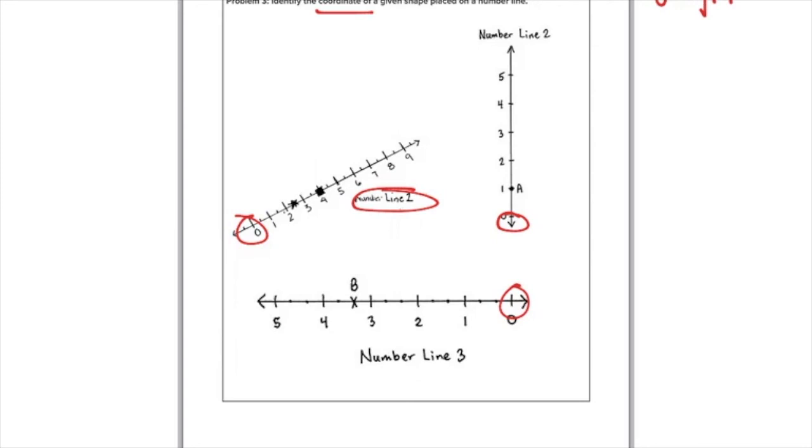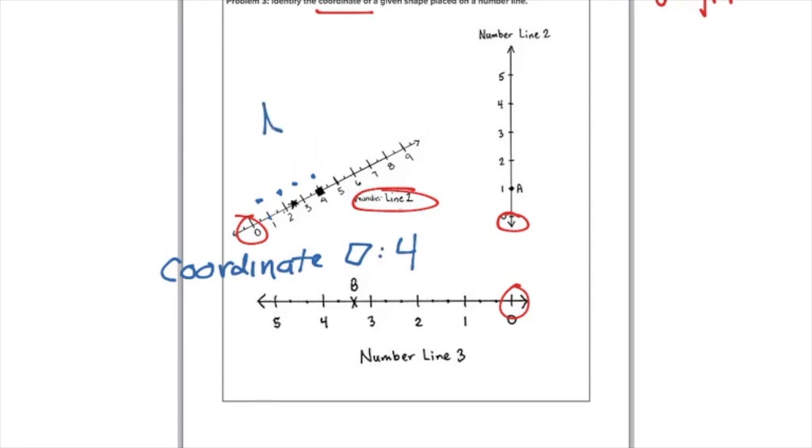Well, let's look at line number 1. How would you describe to me the location of, let's say, the square that's on line 1 on this number line without pointing? You could say, well, I see that it's 4 away from 0. 1, 2, 3, 4. So my coordinate for the square in line 1 is 4.